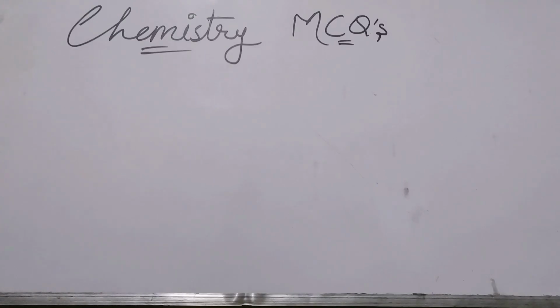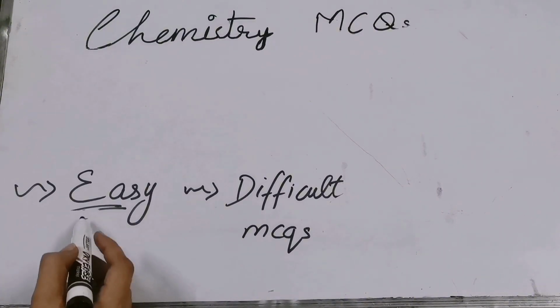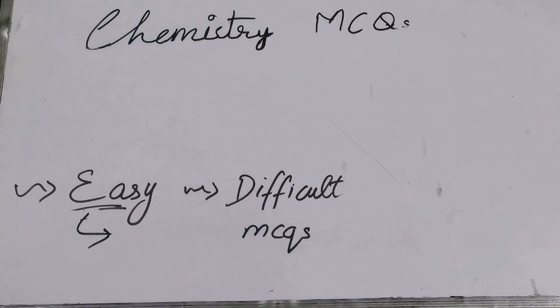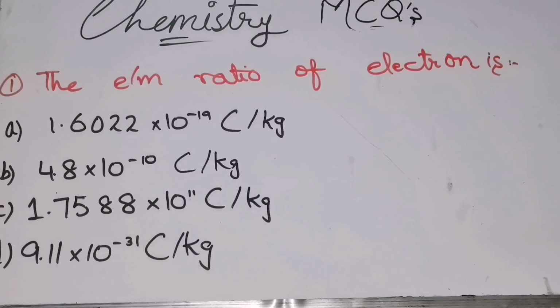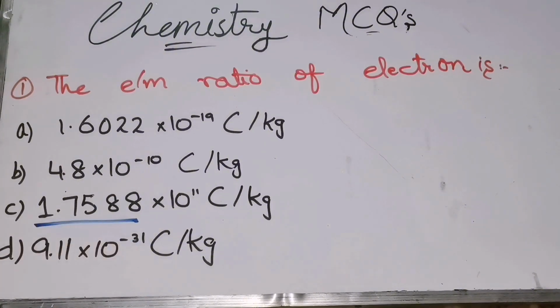In the MDCAT series, I am starting with the Chemistry MCQs chapter number 2. In this video, I will explain some easy as well as difficult MCQs, starting with the easy or simple MCQs of chapter 2, the atomic structure. The e to m ratio of electron is 1.7588 multiplied by 10 raised to power 11 coulomb per kg.